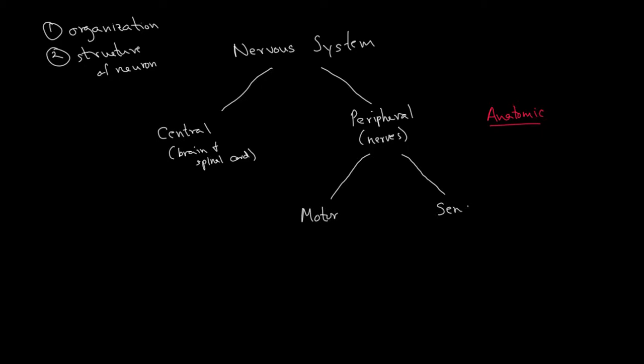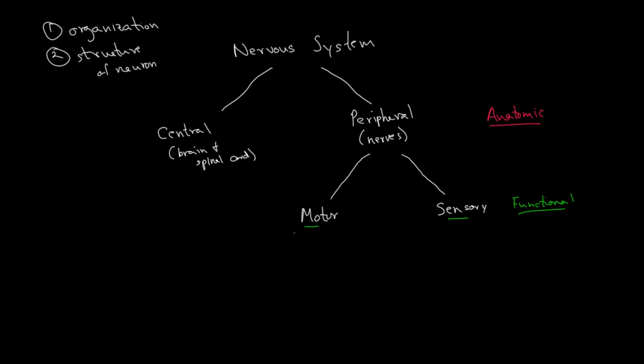Now, the peripheral nervous system can be broken down into further components: motor and sensory. And this is the functional way of classifying the nervous system, just because this refers to the functions of various portions of the peripheral nervous system. So another term that you're going to hear a lot, and it's probably one of my least favorite ways of talking about it, is afferent and efferent neurons. Now, these words sound very similar, but they describe very different things.